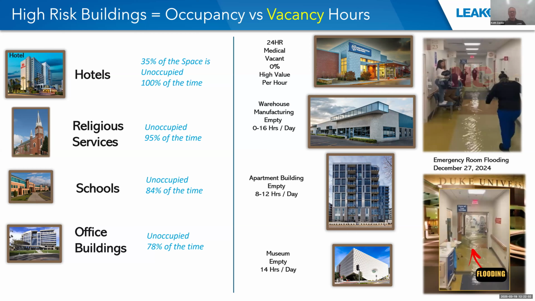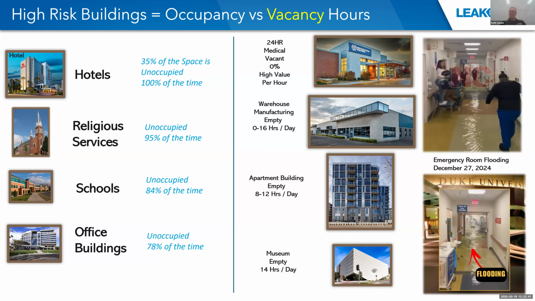Religious services are unoccupied 95% of the time. That's the biggest one here on the sheet. Schools are unoccupied 84% of the time. So again, that's one of the biggest arguments you want to use with your end user, your customer. You want somebody to be there, and that's a machine, a leak detection device, that can make up for the lack of personnel, facility inspection people, and security people doing their routes throughout the building. And office buildings, 78% of the time when you look at the occupied versus unoccupied hours, that's what you find.